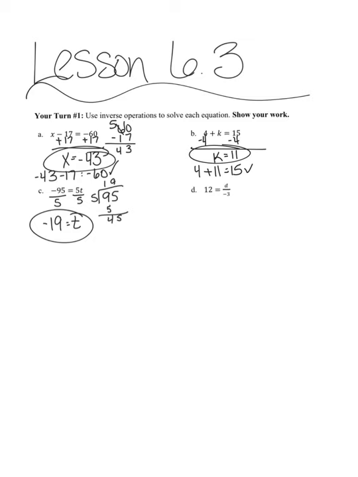And lastly, our last equation, 12 equals d divided by negative 3. The inverse of division is multiplication. And I'm going to multiply by negative 3 so that the only thing I'm left with on the right side is my variable d. And then on the left side, I've got negative 3 times 12. Well, a negative times a positive is a negative, and 12 times 3 is 36.